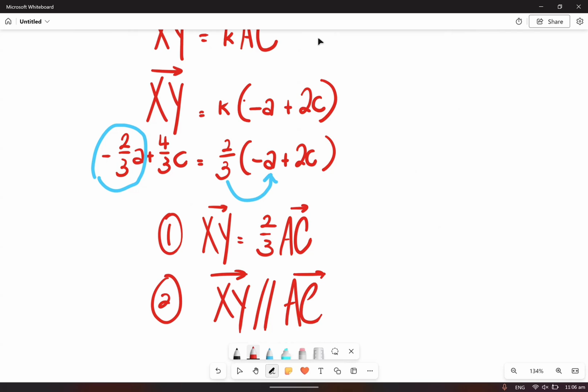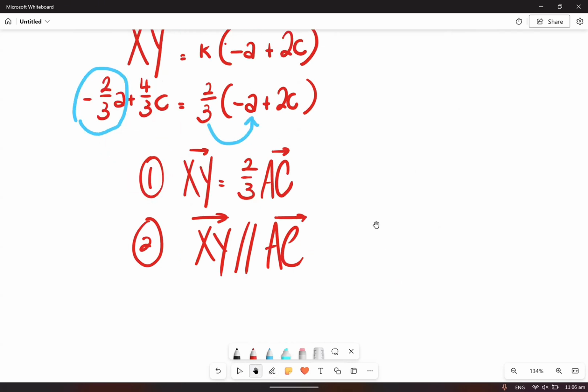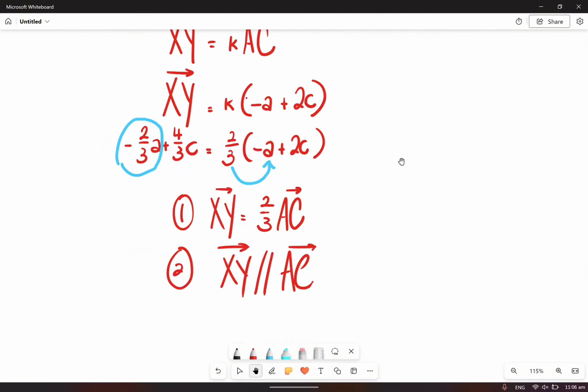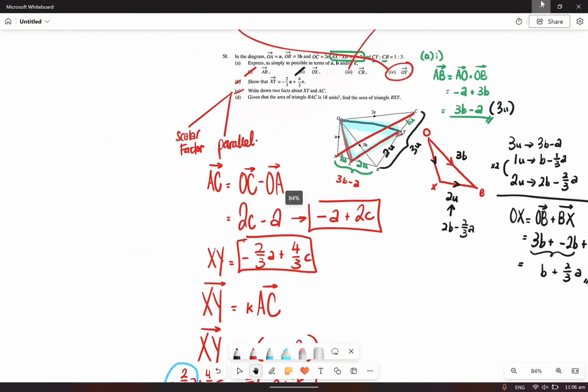Am I making sense or not making sense? State what the scalar factor is and show them that they are parallel. Of course, you write in words: it's parallel to AC. Am I making sense? All right, so that's how you would do a question like this.